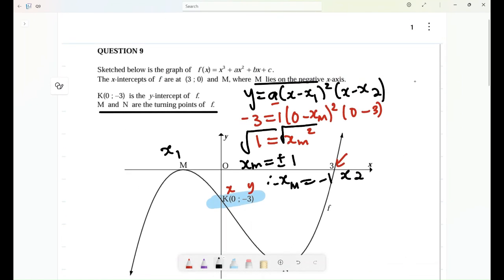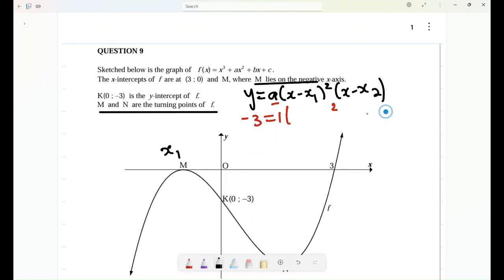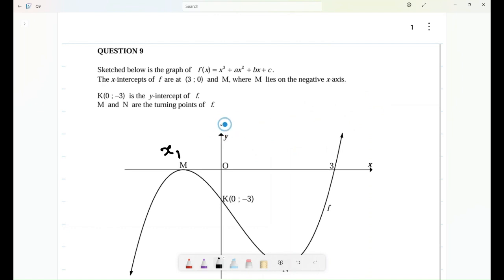Now that we know that xm is negative 1, let's collect this. Xm is negative 1 here. We know that this is now negative 1 here. Let me put it underneath. Negative 1 here. We can now go back to our equation and say y is equal to x, the same equation, but now we are substituting. All right, there is also an a there, which I know is equal to 1.